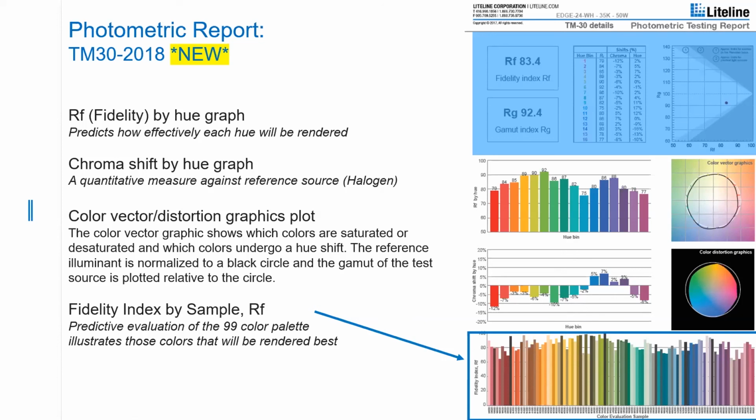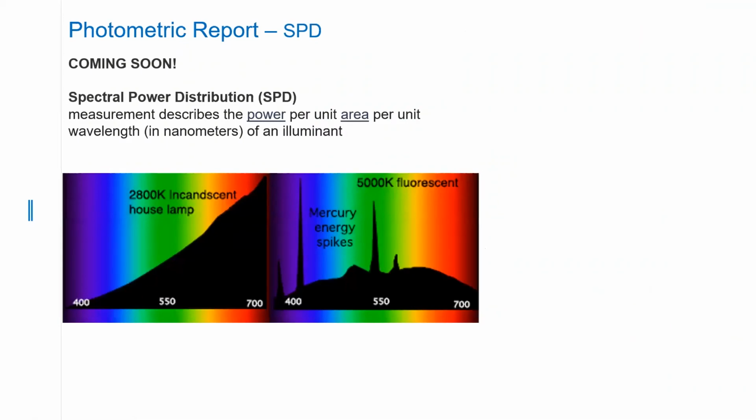It's a full page on TM30 information, and coming soon, we're adding one more element, which the lighting design community has asked for, and that is spectral power distribution curves. This is a really important aspect. Now, it's not going to look like this. Typically, you've got a more granular scale and a bunch of spikes. This is just for presentation purposes. So we will be adding SPD data to our photometric reports. If you need that for any of our products, we can provide that to you today.